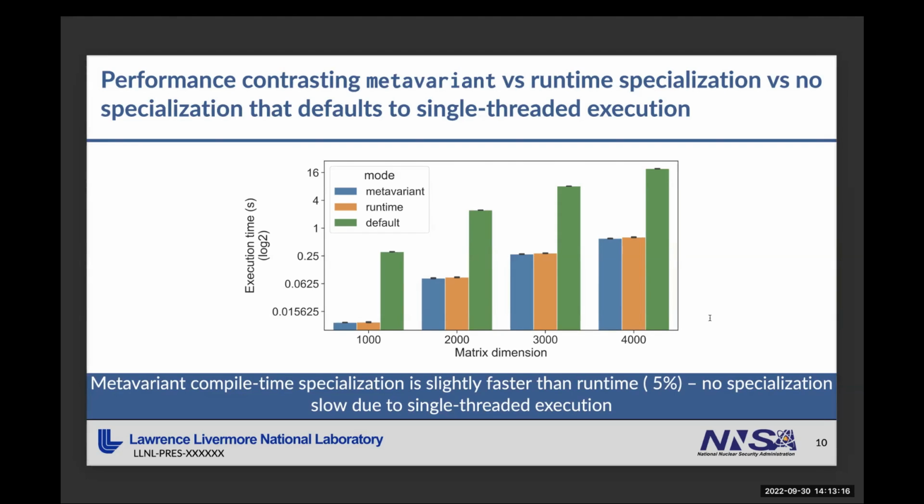So performance is not great for default, but runtime and meta variant are relatively similar, with meta variant eking it out about 5% better than the runtime version, just because we're not doing a dynamic check. Tyler can tell we have a static call. In principle, with LTO, we would actually get better performance with this.